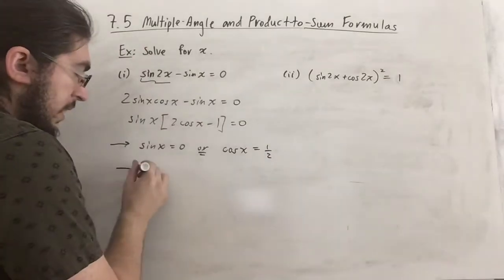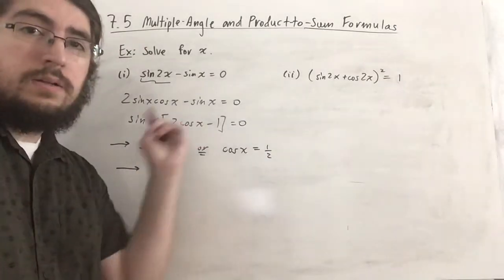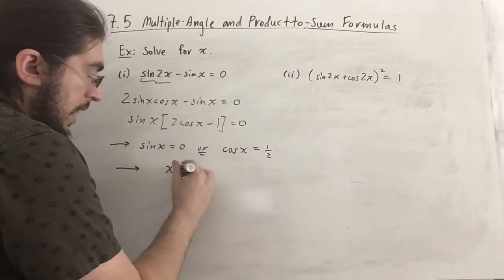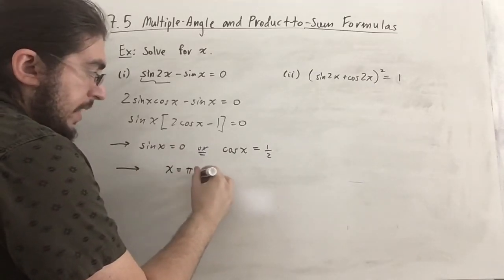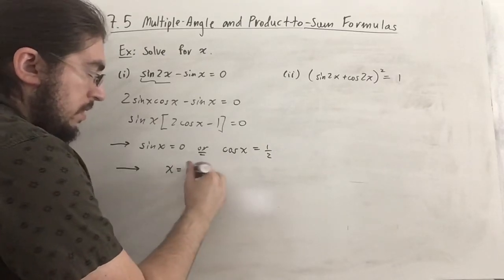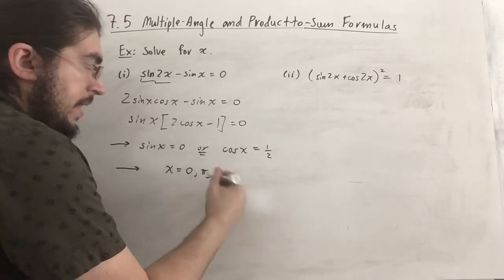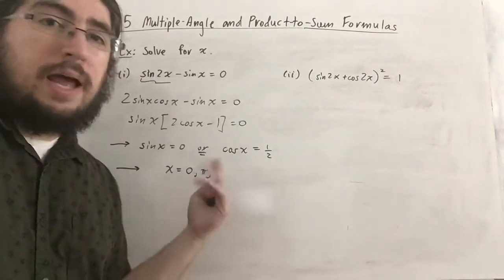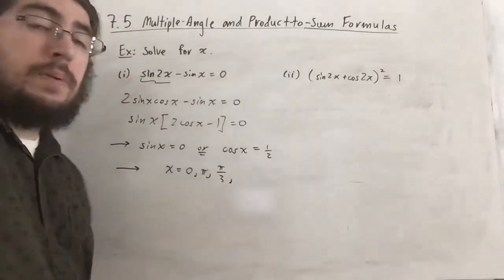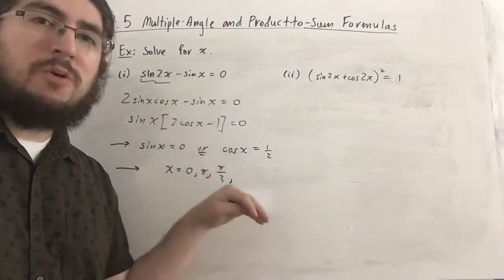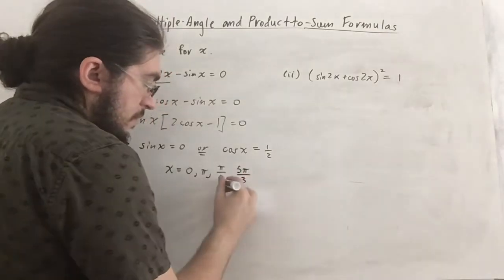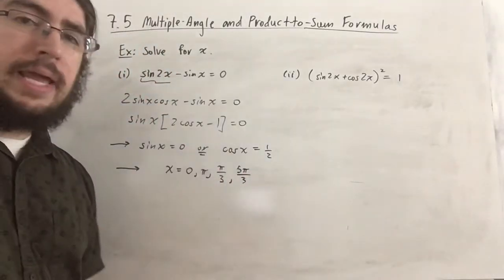So now solving in one rotation of the unit circle for each one. Sine is 0 at 0 and pi, I should say. And cosine is positive 1/2 at pi over 3 in the first quadrant. Remember that cosine is also positive in the fourth quadrant, which would be 5 pi over 3. Perfect. Now all we need to do is add 2 pi k to these.